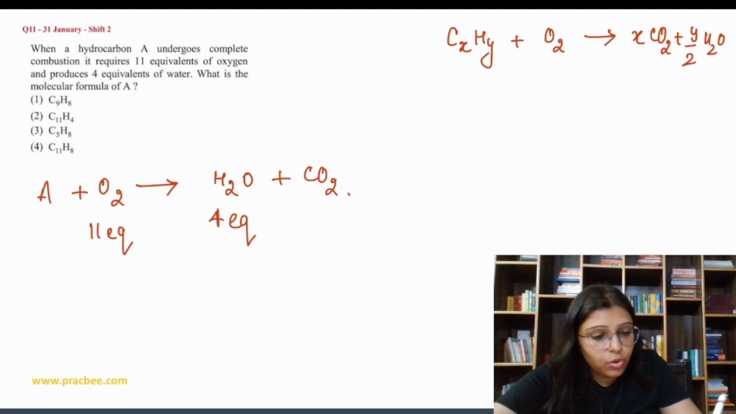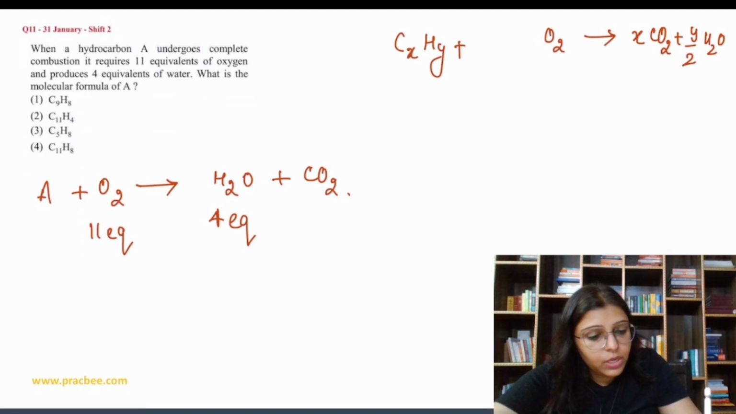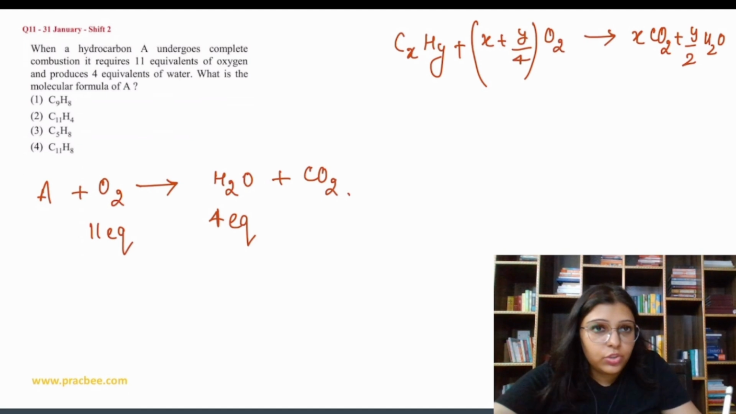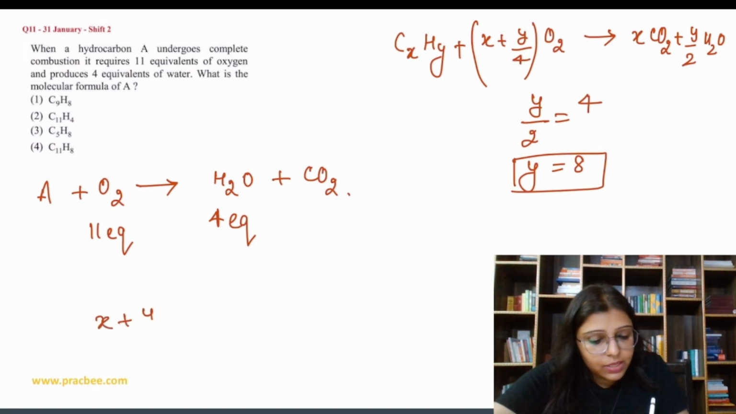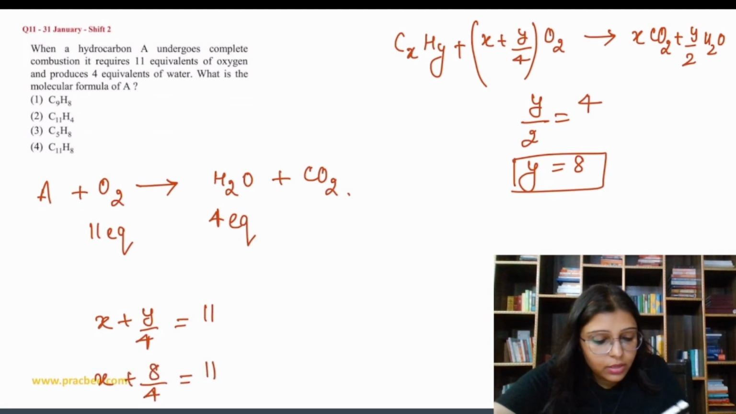And here the coefficient of oxygen is going to be x plus y by 4. So from the question, y by 2 value is equal to 4 because there are 4 equivalents of water. So it means y value is 8. Now oxygen equivalent is 11. So we can say x plus y by 4 is 11. Now let's put the value of y over here. So x plus 8 by 4 is equal to 11. So from here, the value of x is going to be 9.